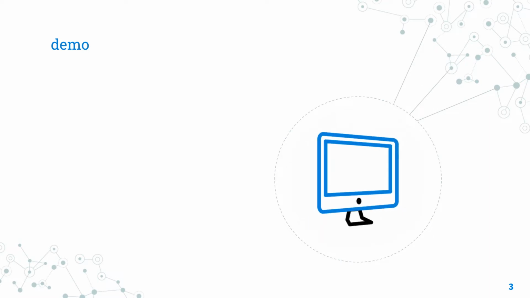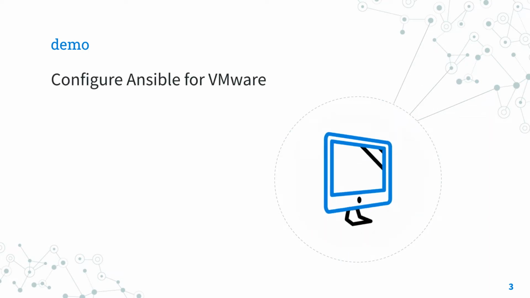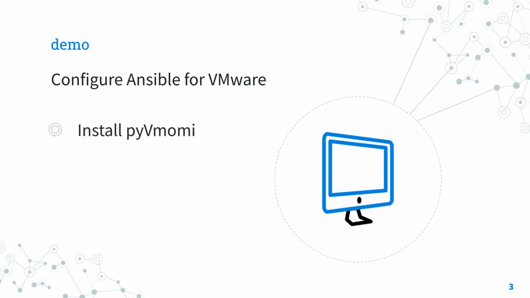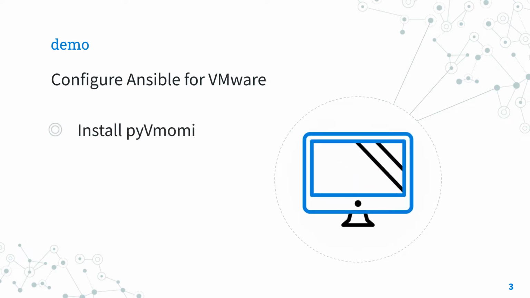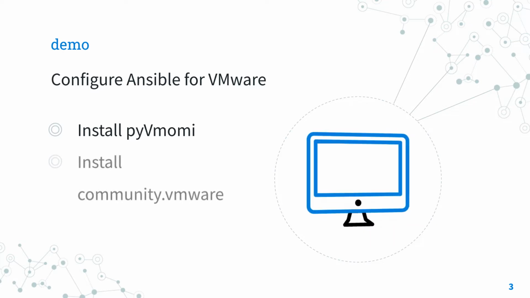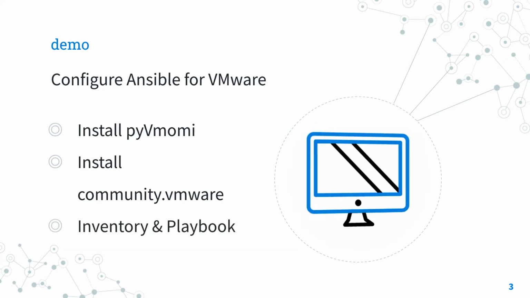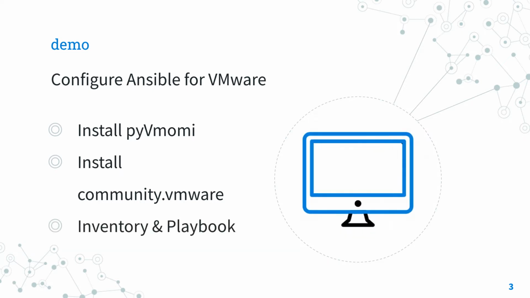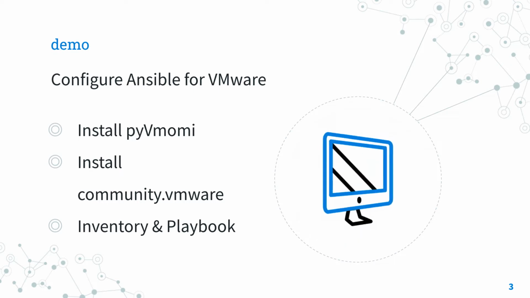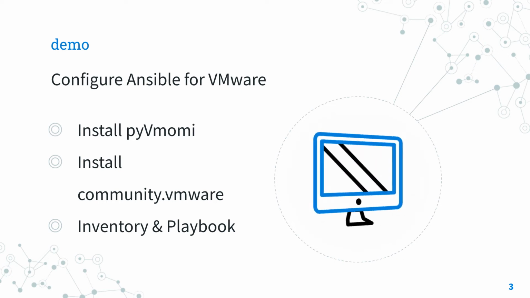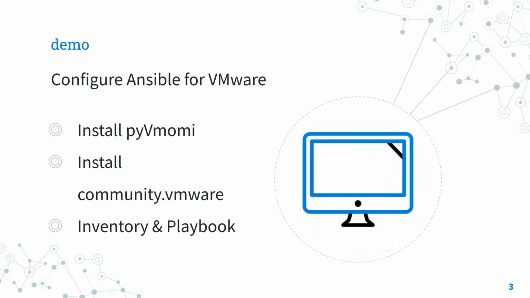Demo time. How to configure Ansible for VMware. First of all, you need the PyVmomi library, the VMware vSphere API Python binding. Secondly, you need to install the Ansible community.vmware collection. And once everything is done on the node, you could configure the Ansible inventory on the Ansible controller machine and run your first Ansible playbook. For example, the VMware_guest_info module to verify the successful configuration.